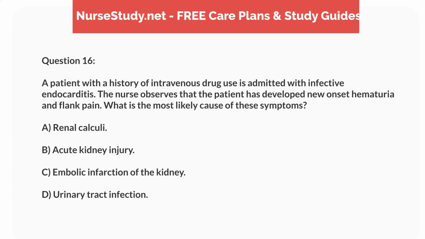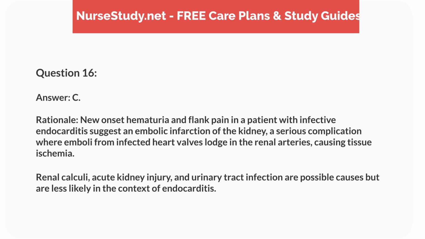Question 16. A patient with a history of intravenous drug use is admitted with infective endocarditis. The nurse observes that the patient has developed new onset hematuria and flank pain. What is the most likely cause of these symptoms? A. Renal calculi. B. Acute kidney injury. C. Embolic infarction of the kidney. D. Urinary tract infection. Answer: C.